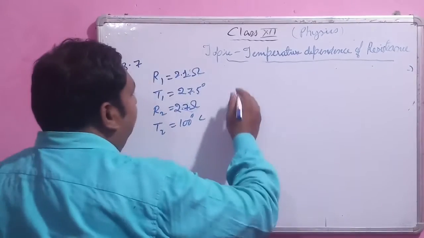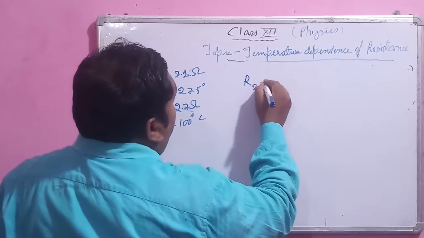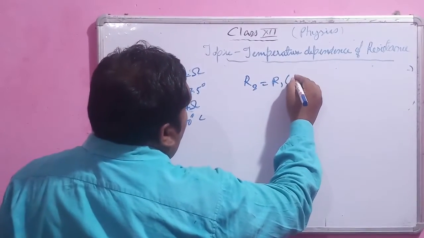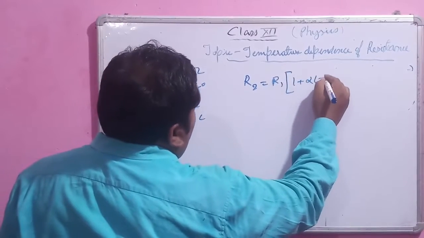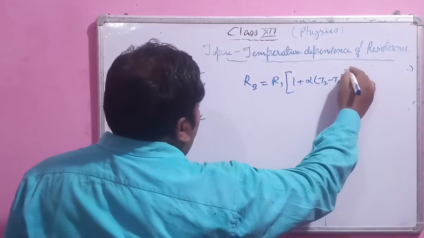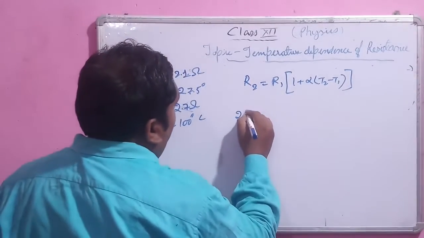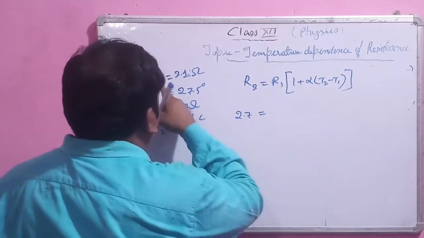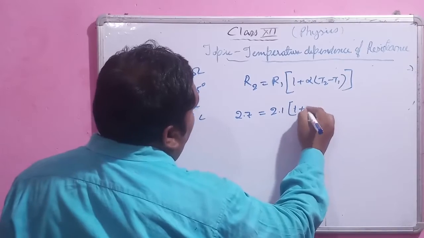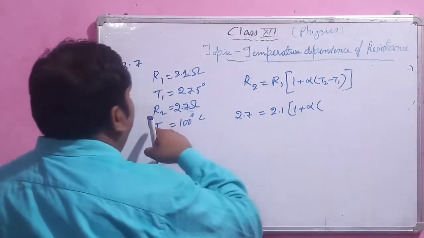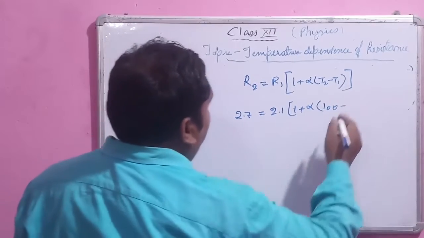Now what is the equation? The equation is R2 equal to R1 times 1 plus alpha (T2 minus T1). This is our equation. So R2 is 2.7, equal to R1 which is 2.1, times 1 plus alpha, which we have to find, and T2 is 100 and T1 is 27.5.